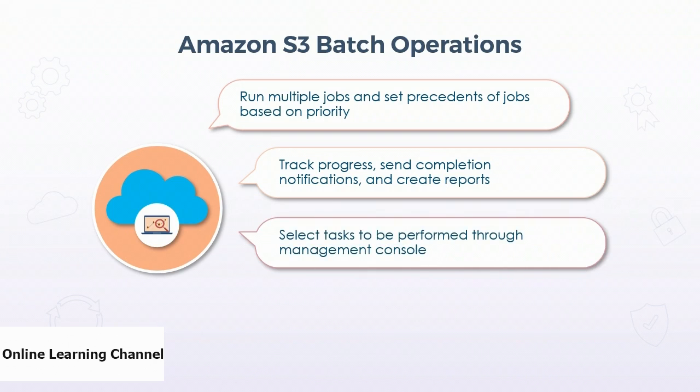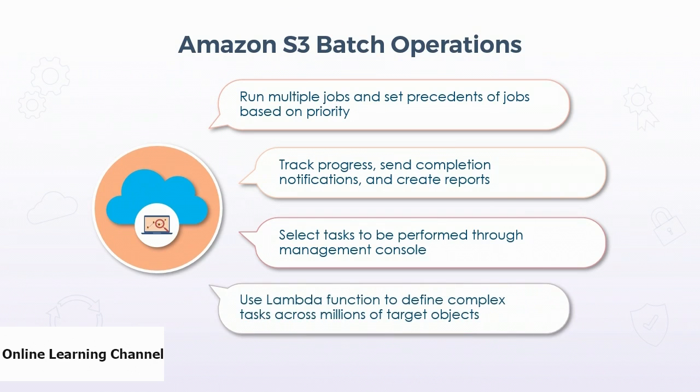To perform batch operations, first specific objects are identified, then within the management console, simple tasks to be performed are selected, such as copying objects within buckets, changing metadata or object tags, and retrieving objects from Amazon Glacier. Users can also use the Lambda function on Amazon S3 to perform slightly more complicated tasks, such as processing data through a batch operation across millions of target objects seamlessly and quickly across an organization.